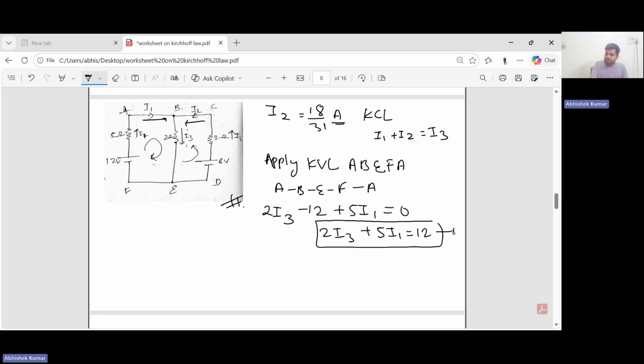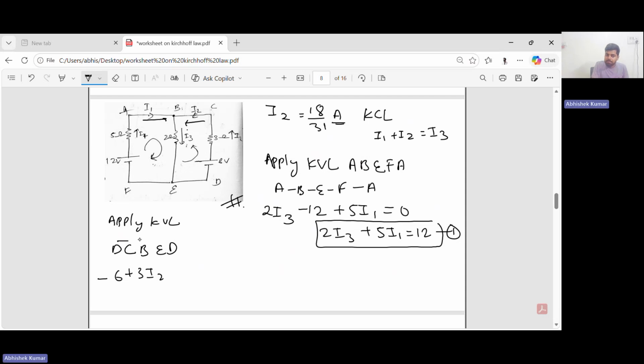Remember this equation. If I remove all this, just remember what we got. Now apply another KVL. Can I apply D, C, B, E, D? You can start from here also, it's up to you. Apply KVL in this loop. D, C, B, E, D means I'm moving from D to C. D to C we get -6. Again, current and direction are the same, so plus 3I2.